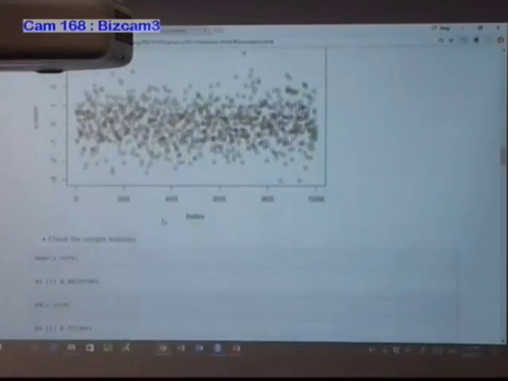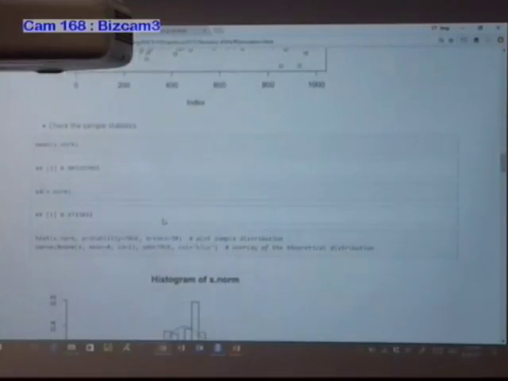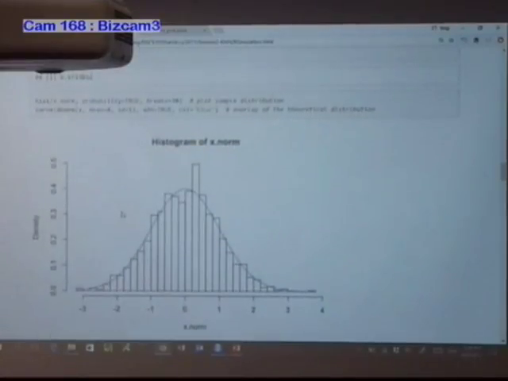But we can do the same. We can check the sample statistics. We know the theoretical mean should be 0, so we check this 1,000 numbers. All right, close to 0. Theoretical standard deviation should be 1. That's all right. And we can do the histogram. Histogram of these 1,000 numbers gives us this histogram plot. And again, I want to overlay the true bell curve on top of this histogram.